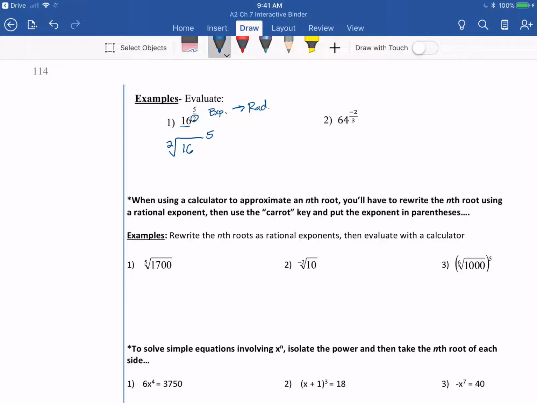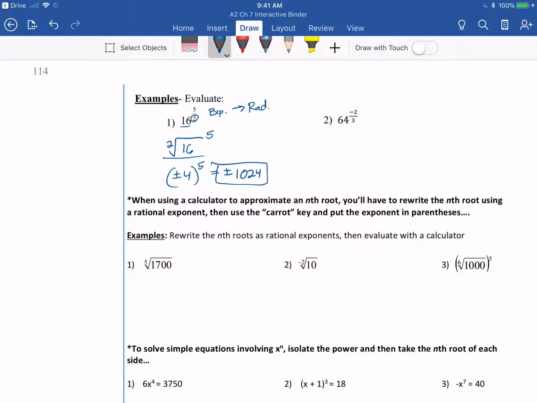Okay, and the nice thing about when you move this from exponent to radical form, you're going to notice some things that you can do here. Like we can take the square root of 16. The square root of 16 is plus or minus 4. And then I can take that to the 5th power. So plus or minus 4 to the 5th power is, if I look here at my notes, you can plug it into your calculator, 1024.